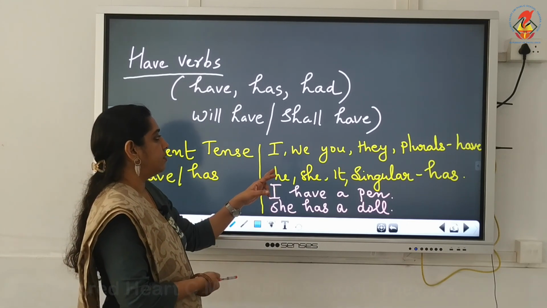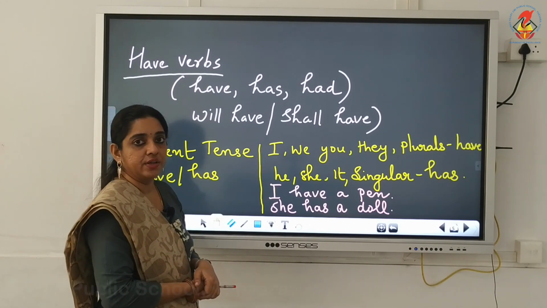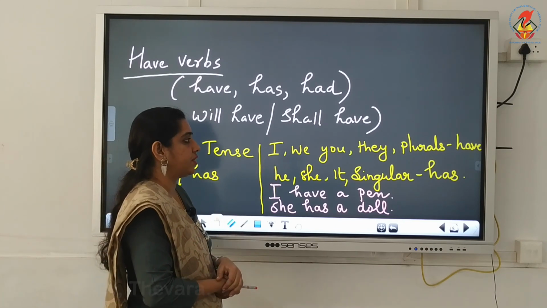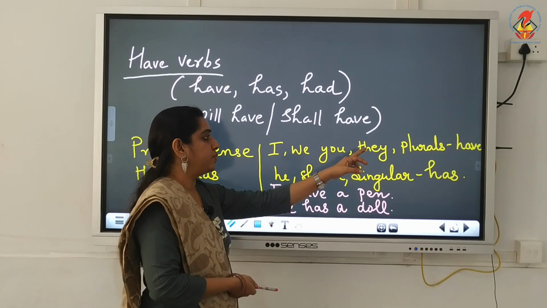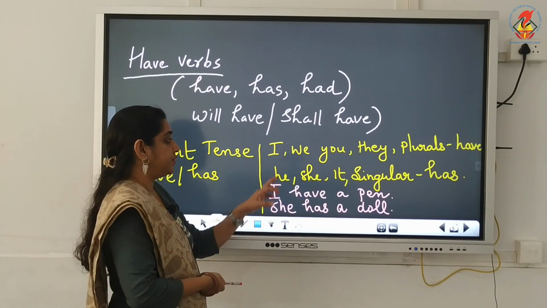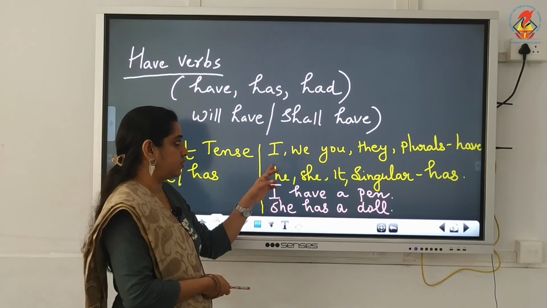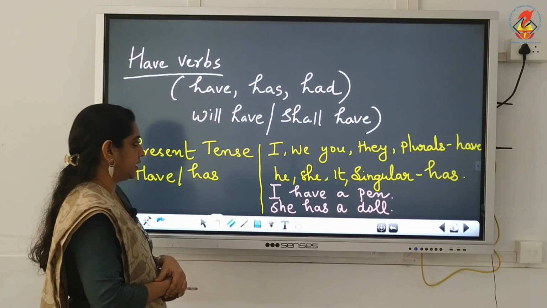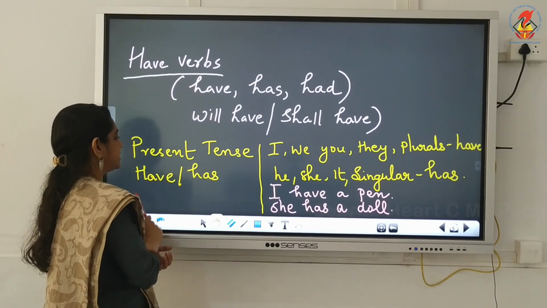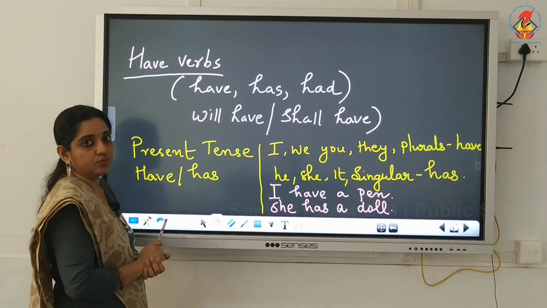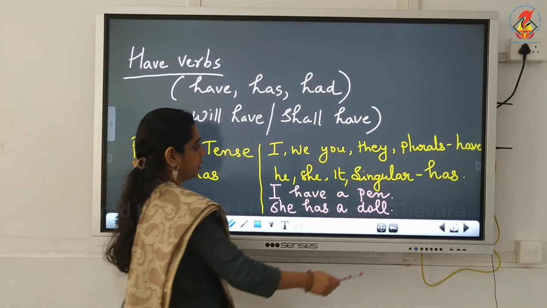Okay. Now, you already studied in your lower classes when to use has and have. I have just written it here in order to recall what you studied in your smaller classes. For I, we, you, they and all plurals you use have, and for he, she, it and all singulars you will be using has. Okay, this rule you already studied in your lower classes. I just wrote it for revising. So in present tense, have and has are used as have verbs.